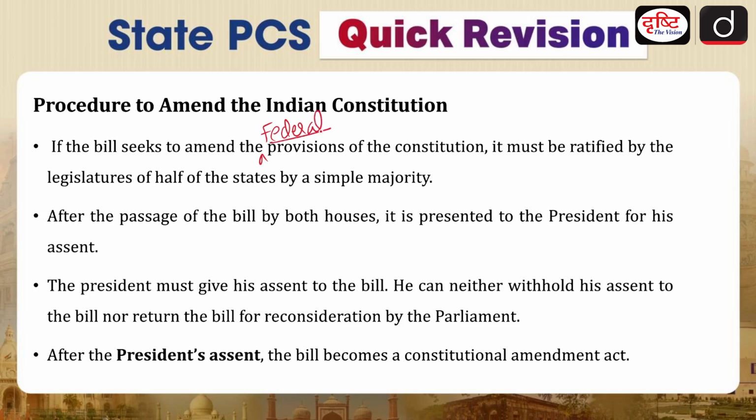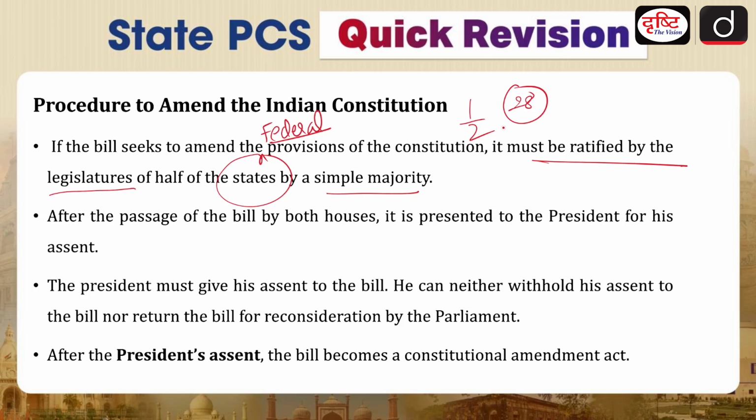If a bill is seeking to amend the federal provision of the constitution, in that case it must be ratified by the state legislatures of half of the states by a simple majority. Basically, half of the states, we have 28 states, so you need half of the states' ratification, and that ratification should be by a simple majority.